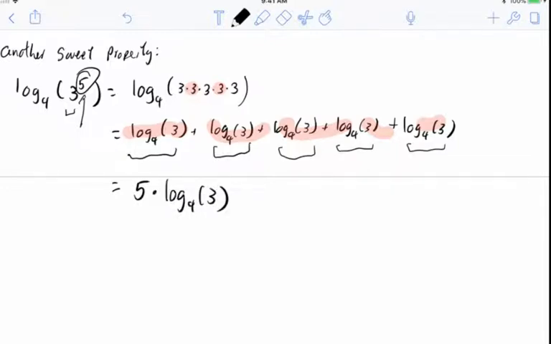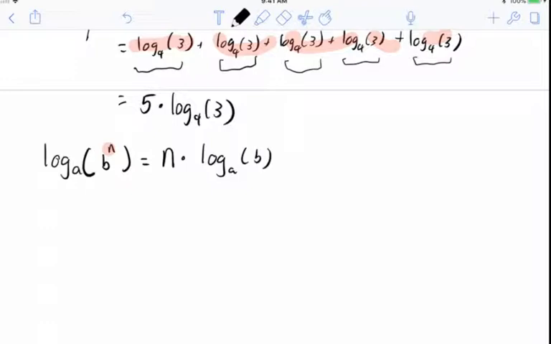This is the second property of logs. It goes like this. If you take the log base a of some number b to some other power n, you can rewrite this expression by bringing the n out front: n times log base a of just the number b. Okay? So let's test this before we go any further.